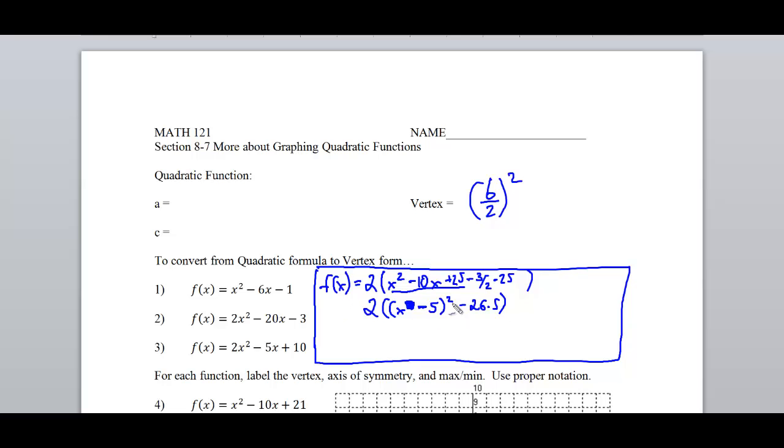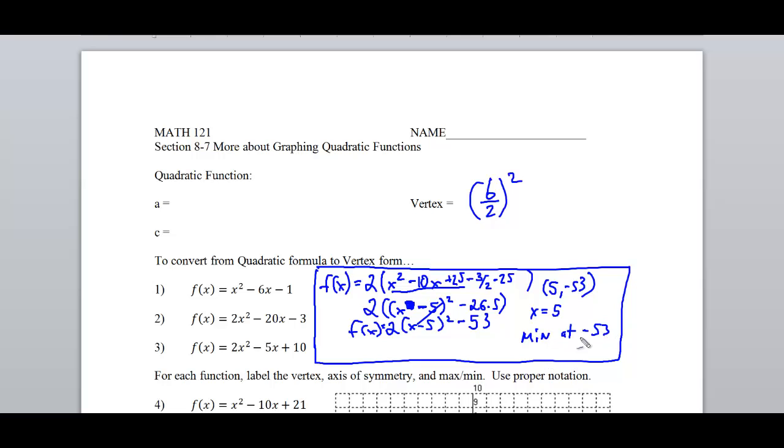Alright, now that whole thing is getting multiplied by 2. We can distribute the 2 back to the inside, so I've got 2 times the quantity (x minus 5) squared, and this negative 26.5 gets multiplied by 2, and that makes a total of negative 53. So there's my vertex form there, and the vertex form is pretty cool because I've got my vertex now at (5, negative 53). My axis of symmetry is x equals 5, and since my a value is 2, it means it opens up, and so this is a minimum at negative 53.